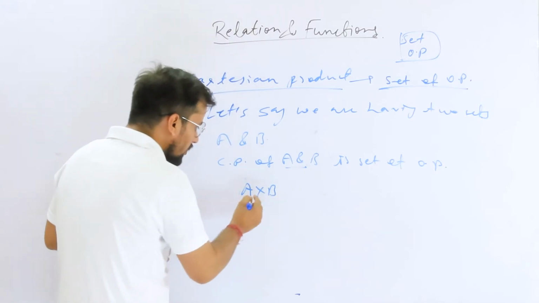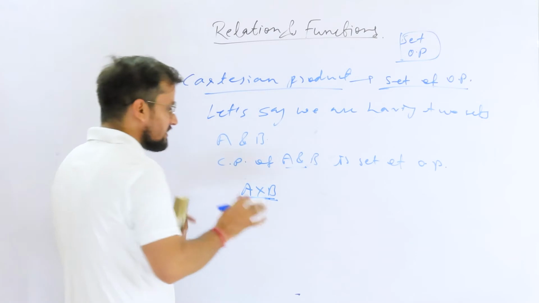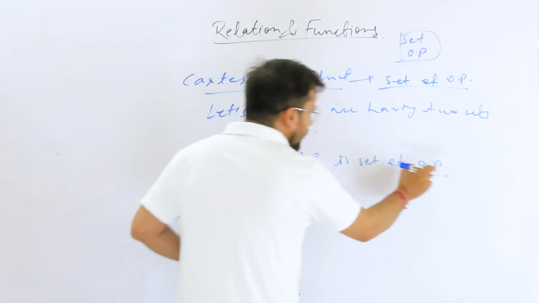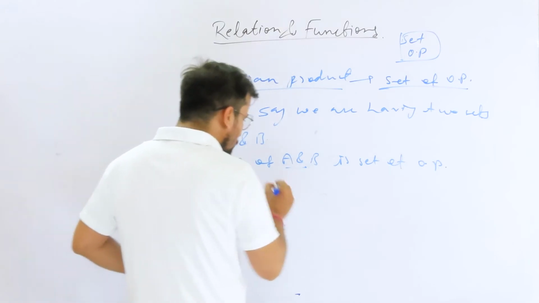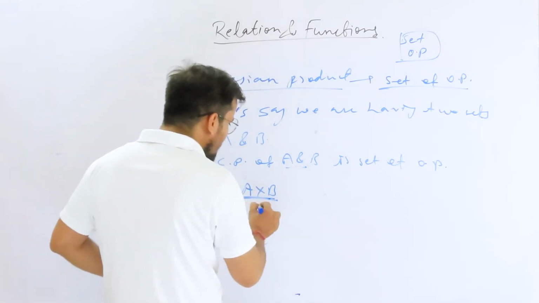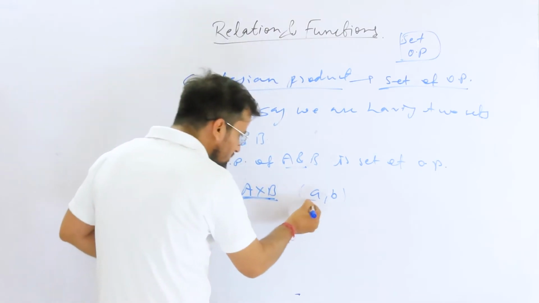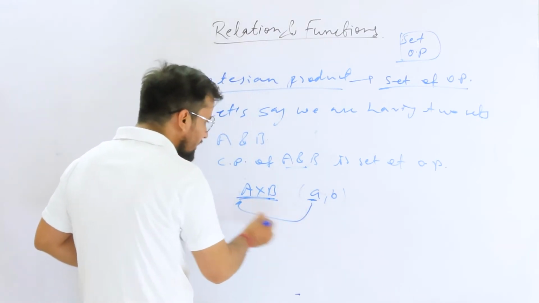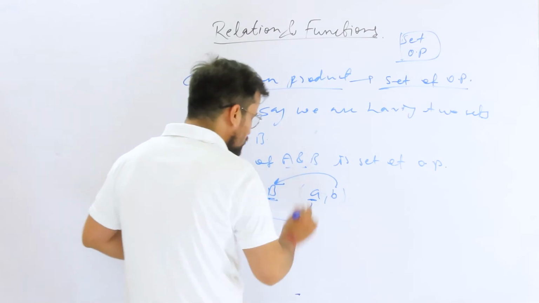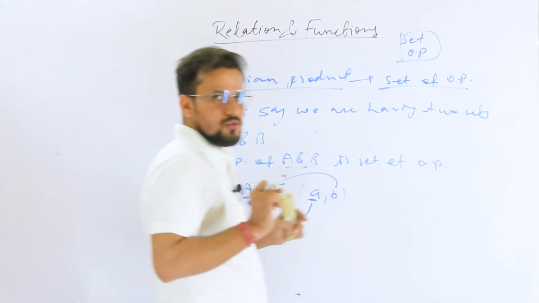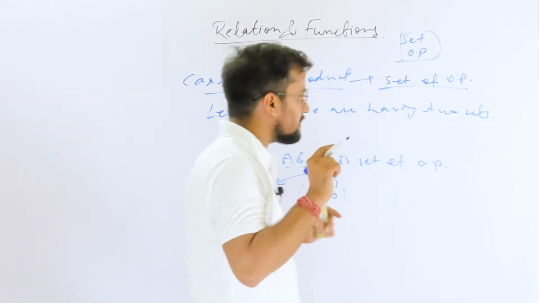If this is a particular set, then it will have elements in the form of ordered pairs. So suppose it has an element in the form (a, b). The first element will always belong to A and the second element will always belong to B. I think it is still not so clear to you, so I will explain again.